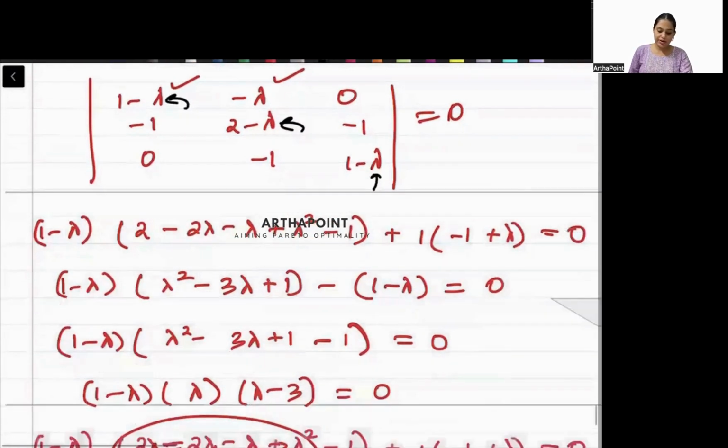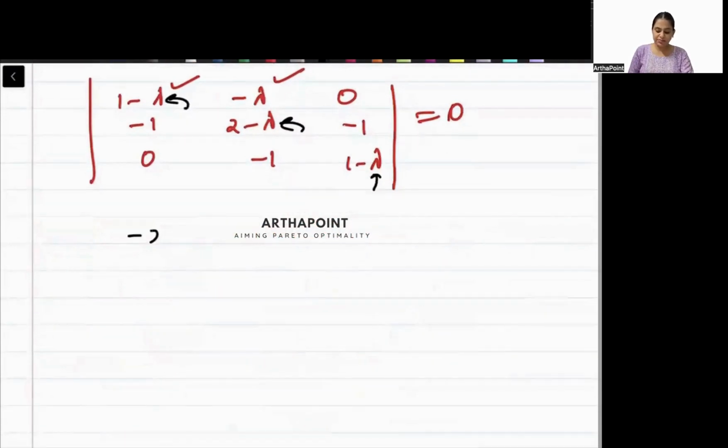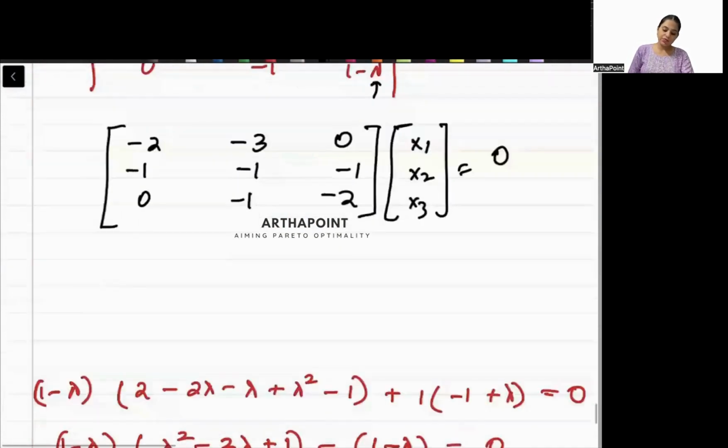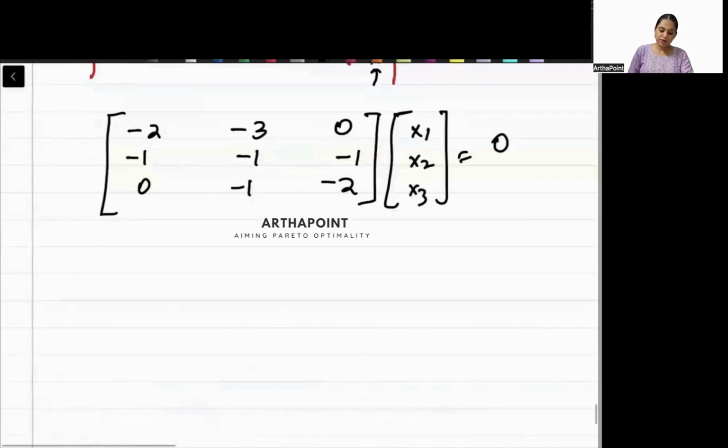So we will go ahead and get 1 minus 3, that means -2, -3, 0, -1, 2 minus 3 is -1, -1, 0, -1, 1 minus 3 is -2, into x1, x2, x3, is equal to 0. So now in this case, beta, what will happen?